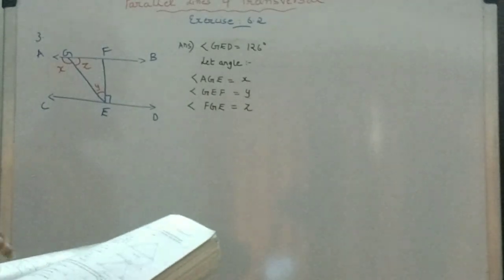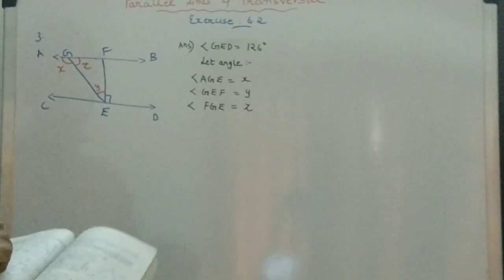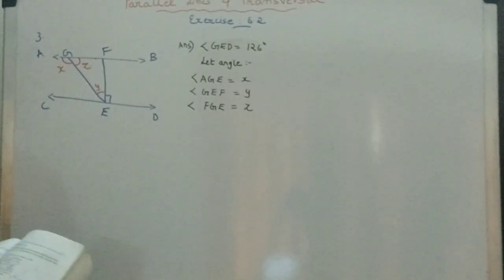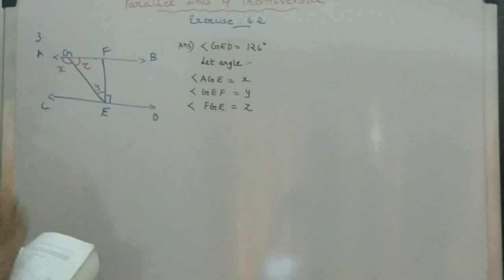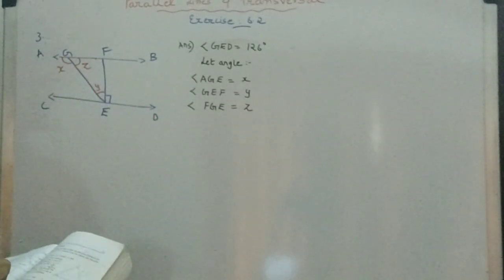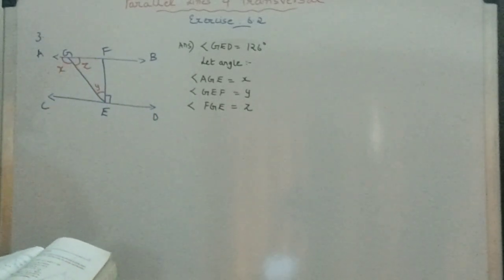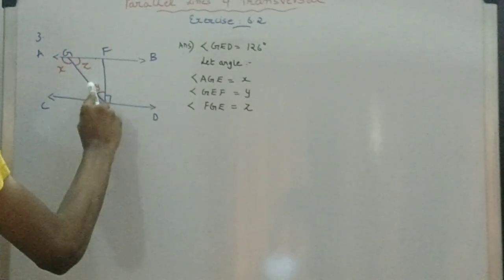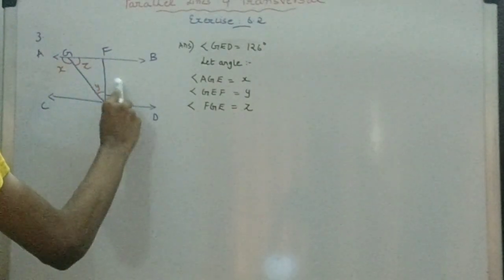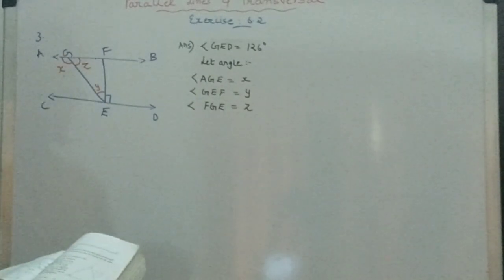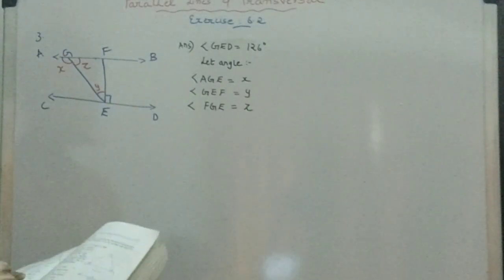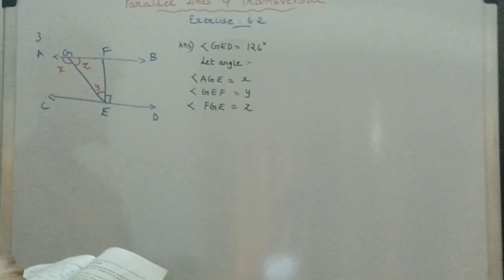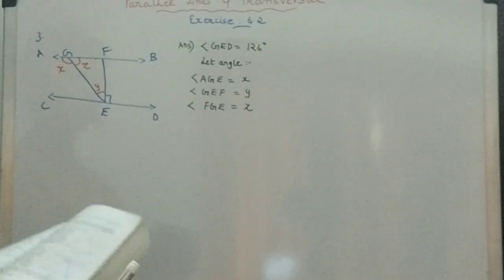So now the question number 3 is, in the figure, if AB is parallel to CD, AB and CD are parallel, and EF is perpendicular to CD, and angle GED, so angle GED means this full angle, from here to here, angle GED is equal to 126 degrees. Find the value of angle AGE, GEF and FGE.